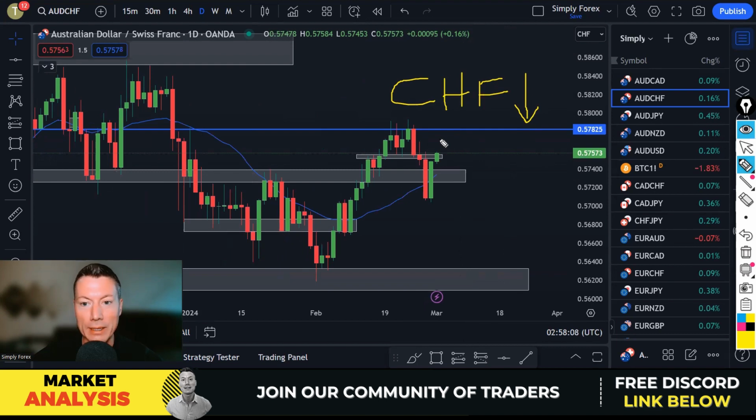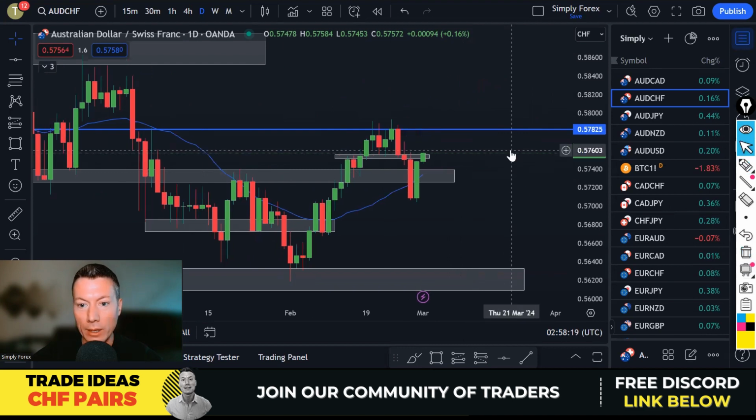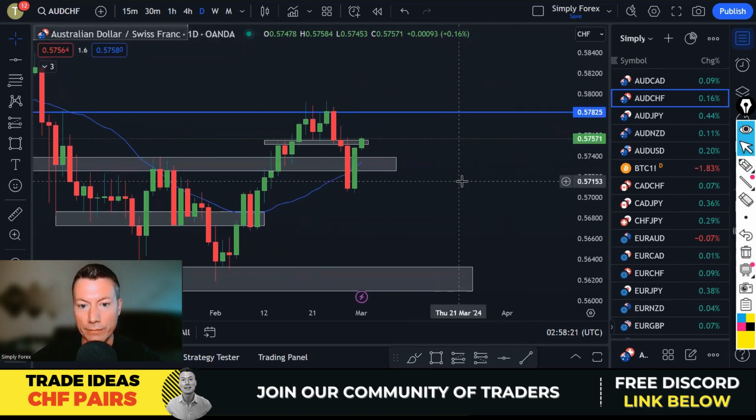I'm only joking. We're going to look at a few things. But yes, Swiss franc weakness. We're seeing this across all Swiss franc pairs. There are no exceptions. The ones I like, right? Aussie dollar, Swiss franc. What's not to like? Uptrend. Big bullish candle back above the moving average 20.